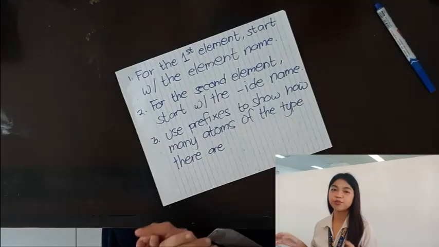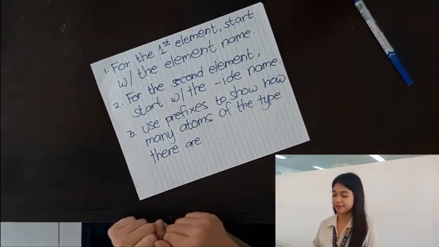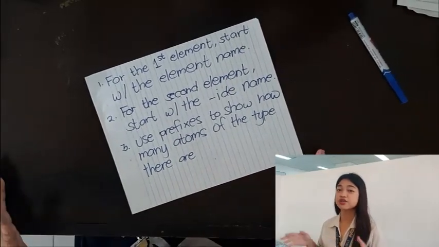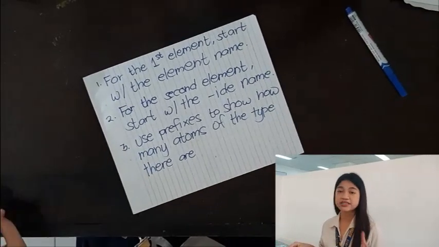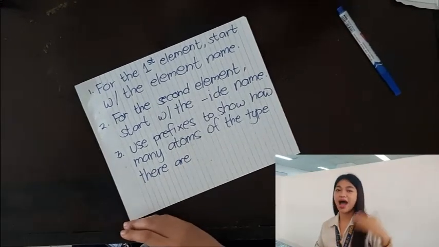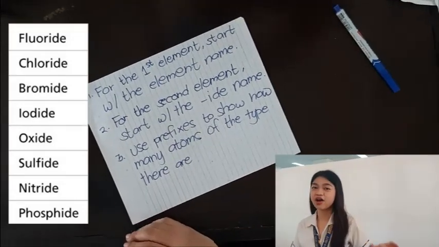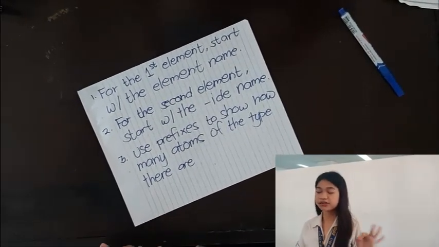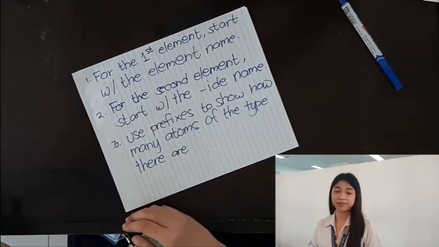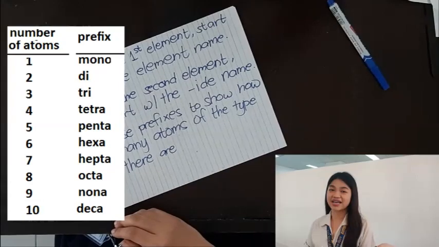So on this part, I will teach you the step-by-step process on how to name the covalent compounds. The first step, for the first element, start with the element name. You will change nothing, just the element name. For the second element, start with the IDE name. In this video, I will just flash the list of IDE names that you can find on the periodic table. For the third step, use the prefixes to show how many atoms of each type there are. There are different prefixes for each number. So I will also flash the list here.